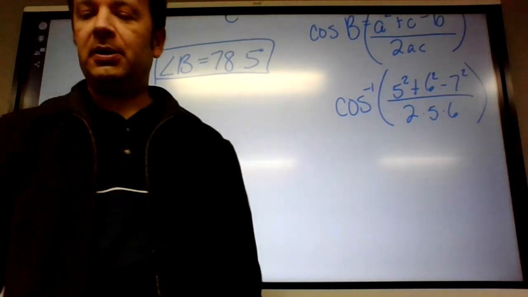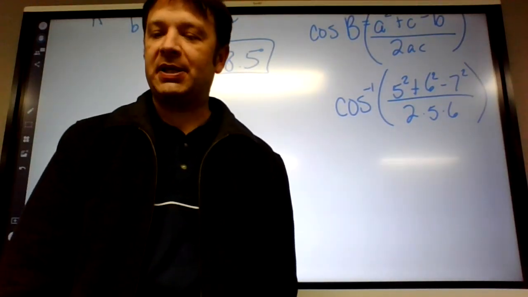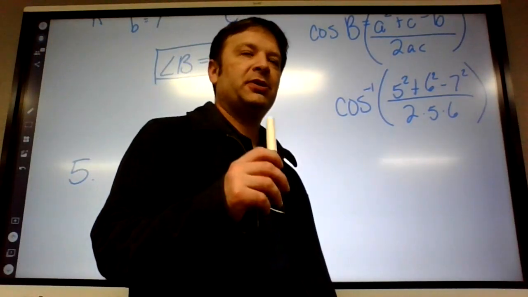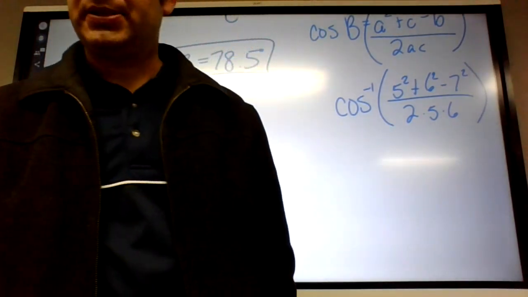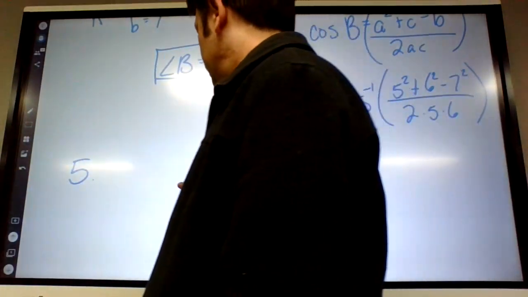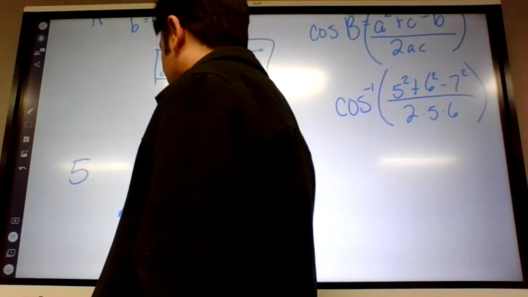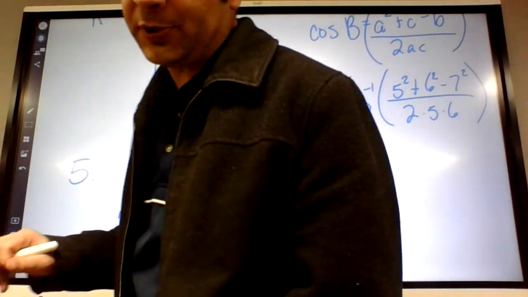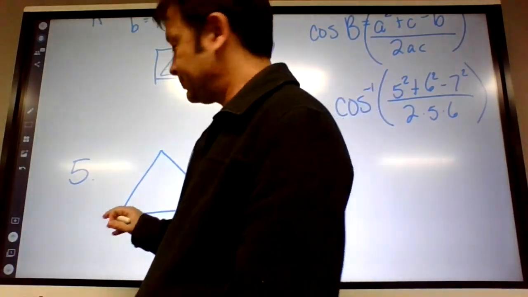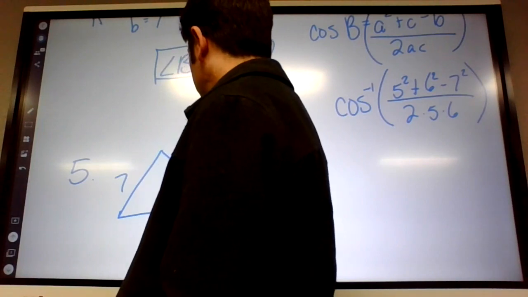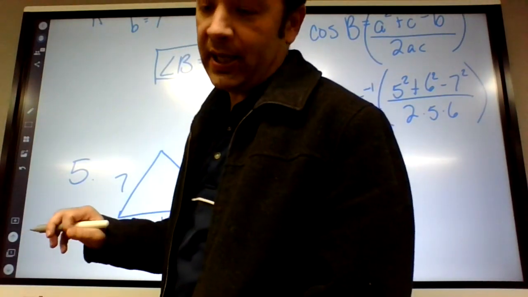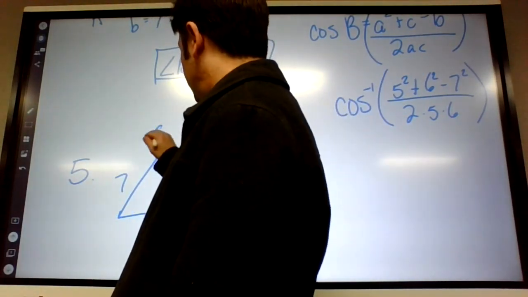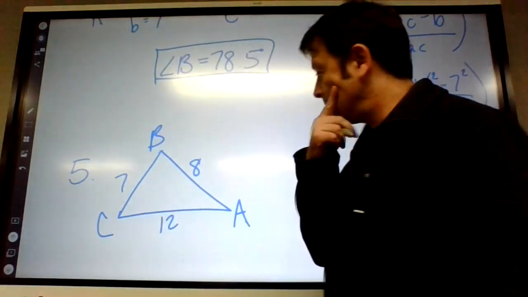Okay, on number 5, it says little a is 7, b is 12, c is 8. So what does that tell us? That we know side, side, side, exactly. So it says 7, 12, and 8. I'll go ahead and draw a picture. So side A is 7, side B is 12, and side C is 8.